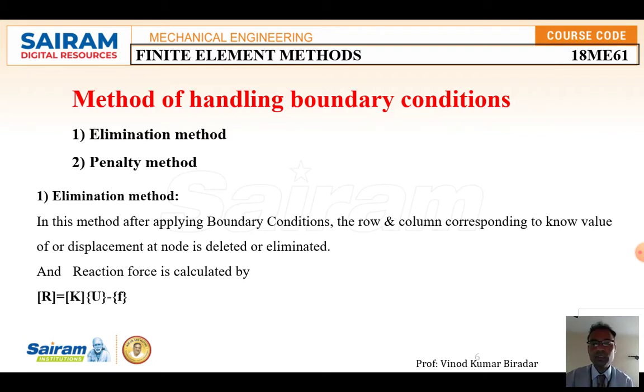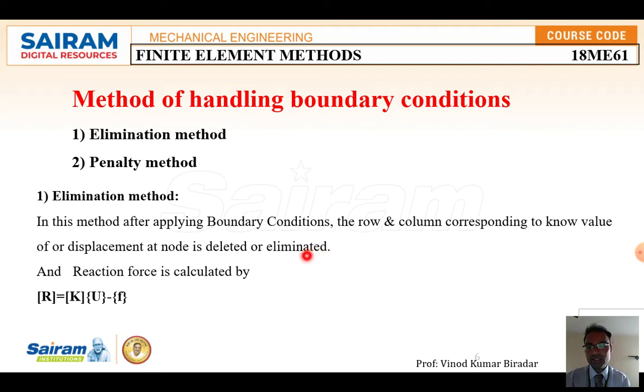All these 5 types of problems use these 2 methods, the elimination method and the penalty method. Now we are going to solve using the elimination method; the penalty method we will study in a later class. What do you mean by the elimination method? It is a method of handling the boundary condition. Wherever the fixed nodes are, which are known values, we delete the respective row and column. Then we calculate the displacement, stress and strain.